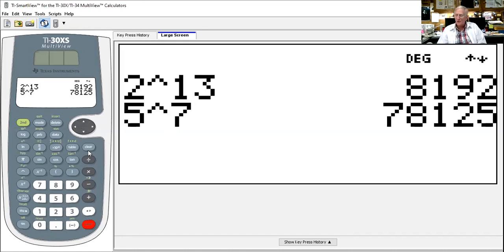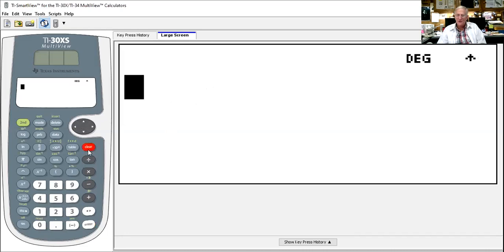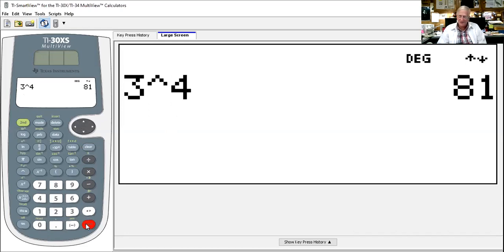Now I think I can only use 2 lines on here, so I'm going to clear this. Next I'm going to do the 3 to the 4th power. So 3 caret 4, enter. I get 81. Of course, that's not too hard. 3 times 3 is 9. 9 times 3 is 27. 27 times 3 is 81. So that shouldn't be too difficult to see.